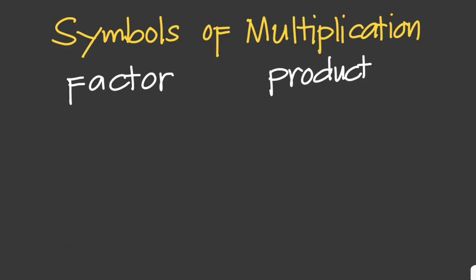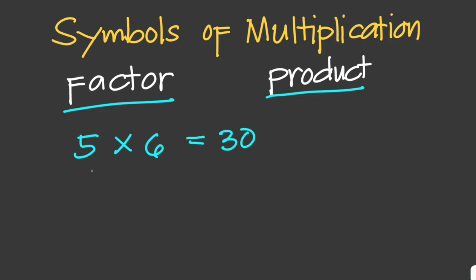Now let's go to symbols of multiplication. When we say factor, a factor is a number that is multiplied, while a product is the result of multiplication. Say, for example, we multiply two numbers. Let's say 5 times 6 equals 30. 5 and 6 here are factors, while 30 here is the product.